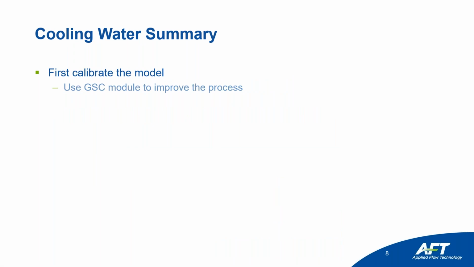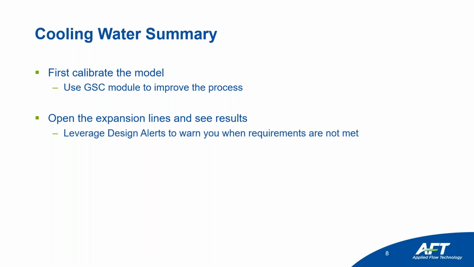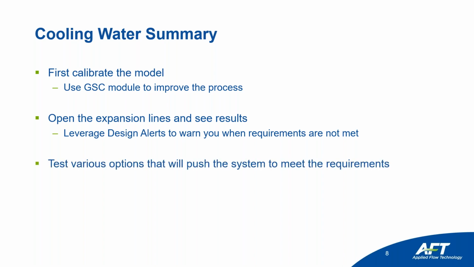Right, so we first calibrated the model and I showed you GSE, which is goal seek, and control to improve the process to avoid manual iteration. We opened the expansion lines to see results once we trusted that it's an accurate model, at least as accurate as we can suspect. Then we leverage these design alerts to warn me when requirements were not met. Then I can test various options that will push the system to meet the requirements.